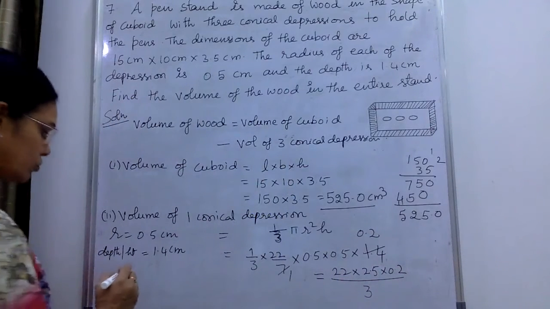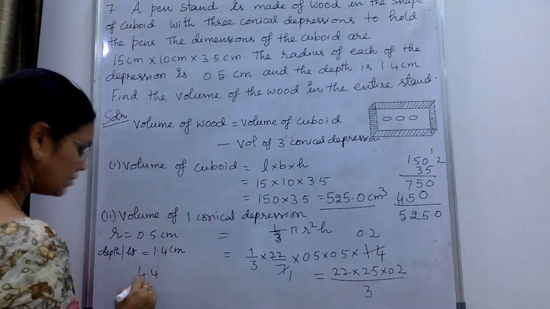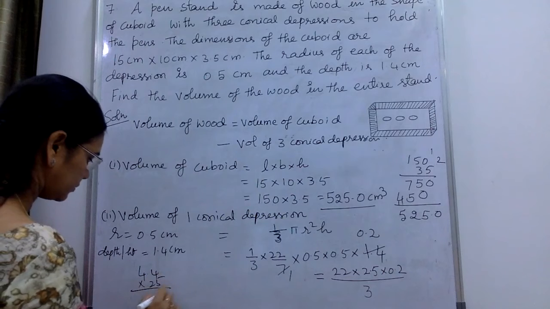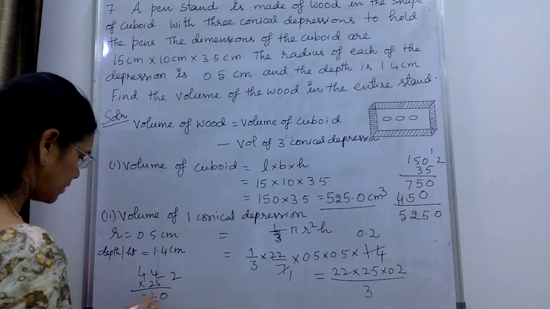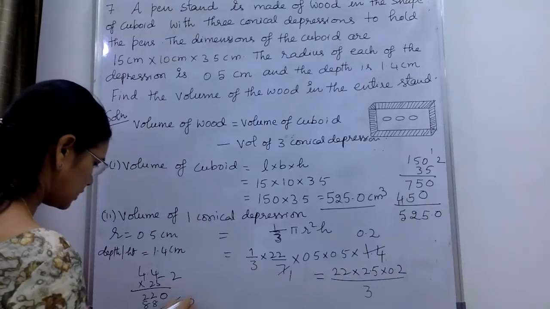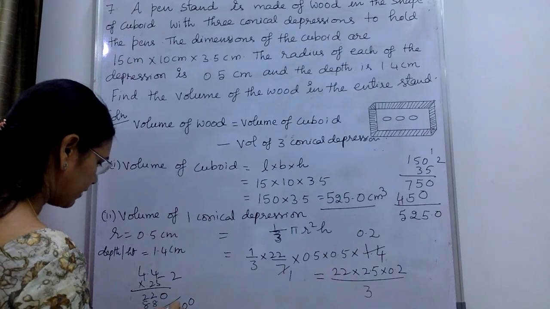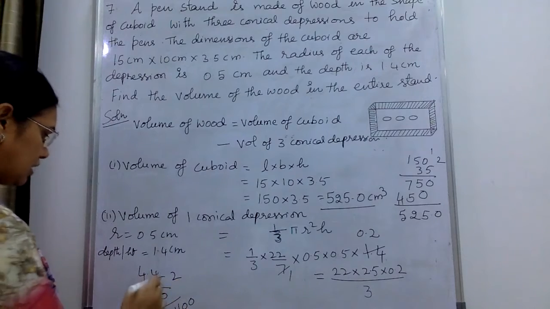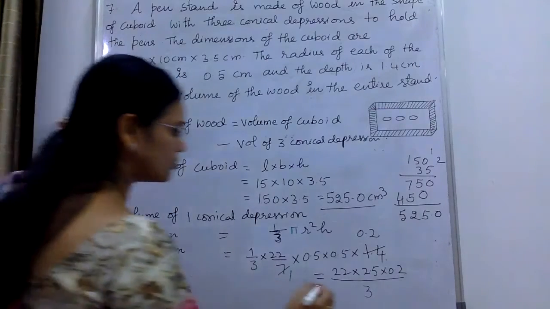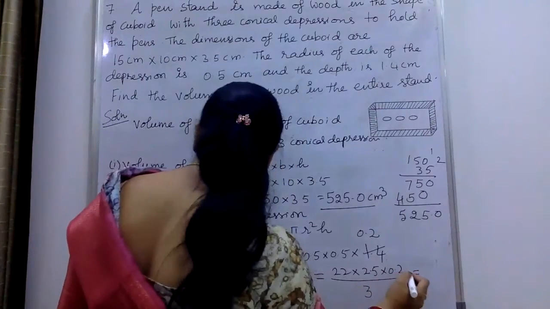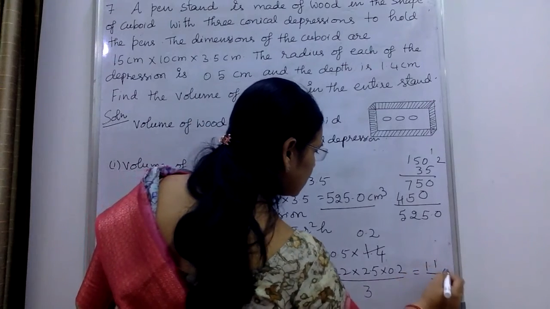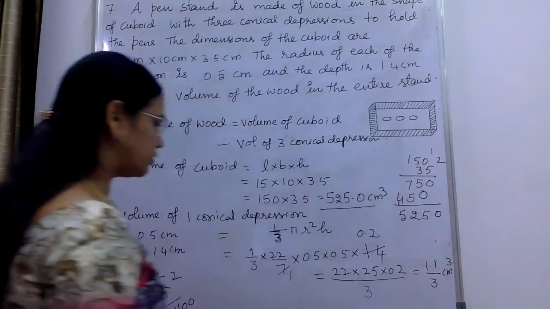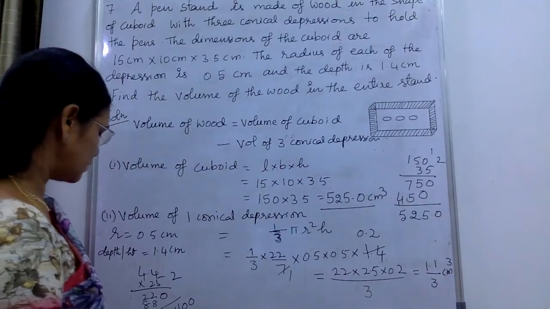2 2s are 4.4 into 25. 25, 20, 22, 2 4s are 8, 2 4s are 8, 0, plus 2, 11. So there are 2 decimal points. So you can get it as 1.1 by 3 centimeter cube. 1.1 by 3 centimeter cube.